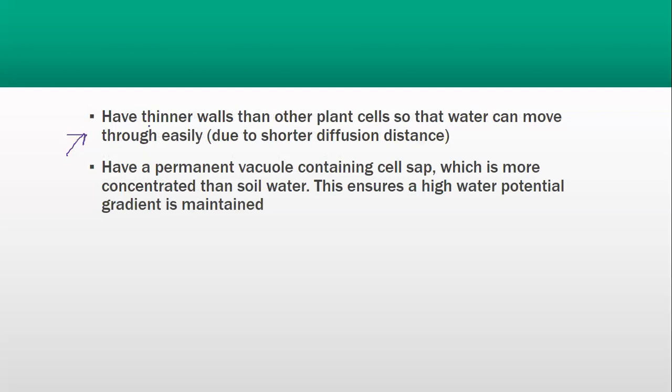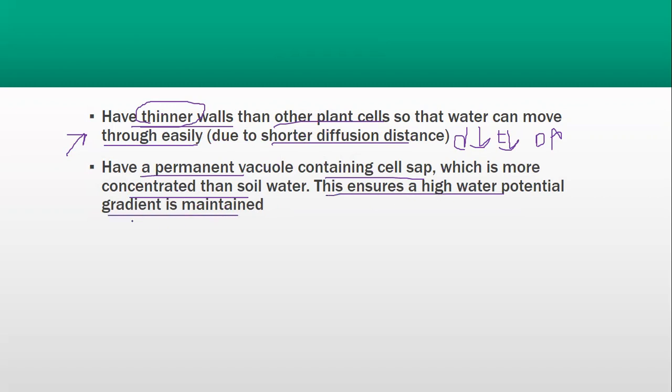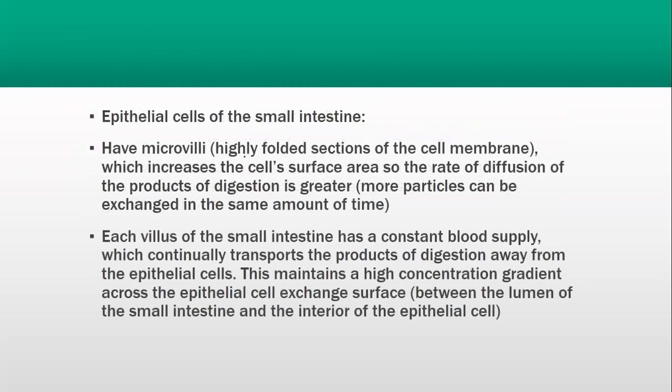Moreover, they have thinner walls than other plant cells so that water can move through easily, because thinner means the distance is less, the thickness is less, and this means that diffusion would be faster due to shorter diffusion distance. Thin means shorter diffusion distance. Thick means greater diffusion distance. Moreover, they have a permanent vacuole containing cell sap, which is more concentrated than the soil water. This ensures the high water potential gradient is also maintained.